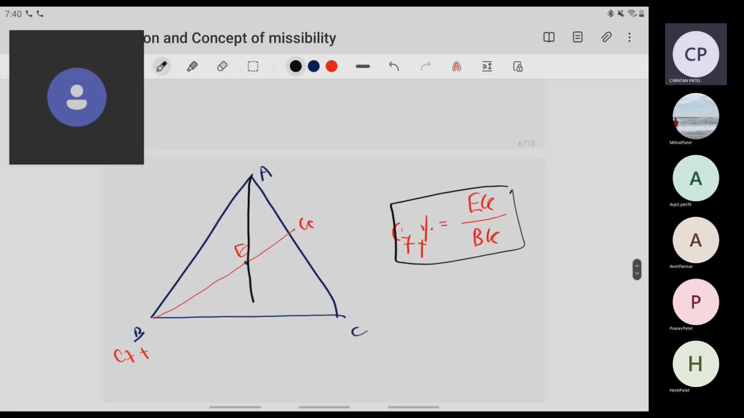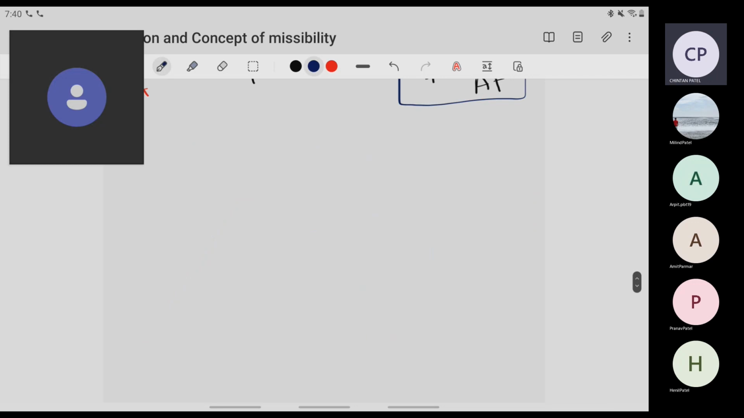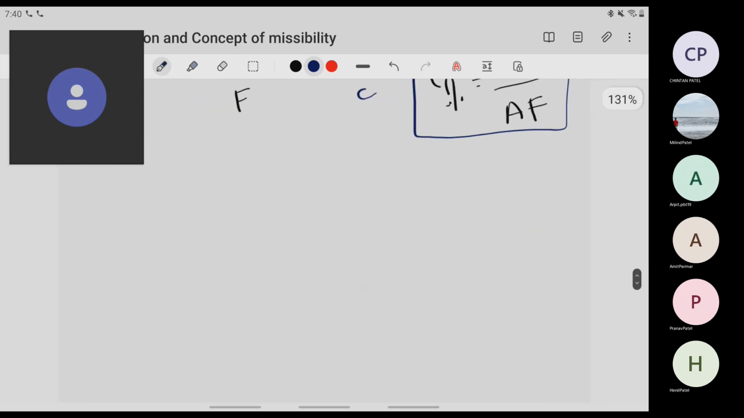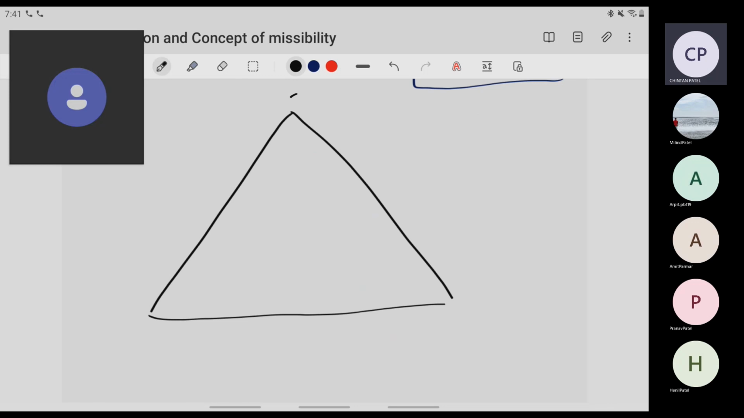And same way, if this is the case, and this is C1, then C1 percentage is equal to EF divided by AF. Next we are going to discuss this more. Let me draw the complete ternary diagram first. So this is the complete ternary diagram with respect to the three compositions C1, C2 to C6, and C7 plus.